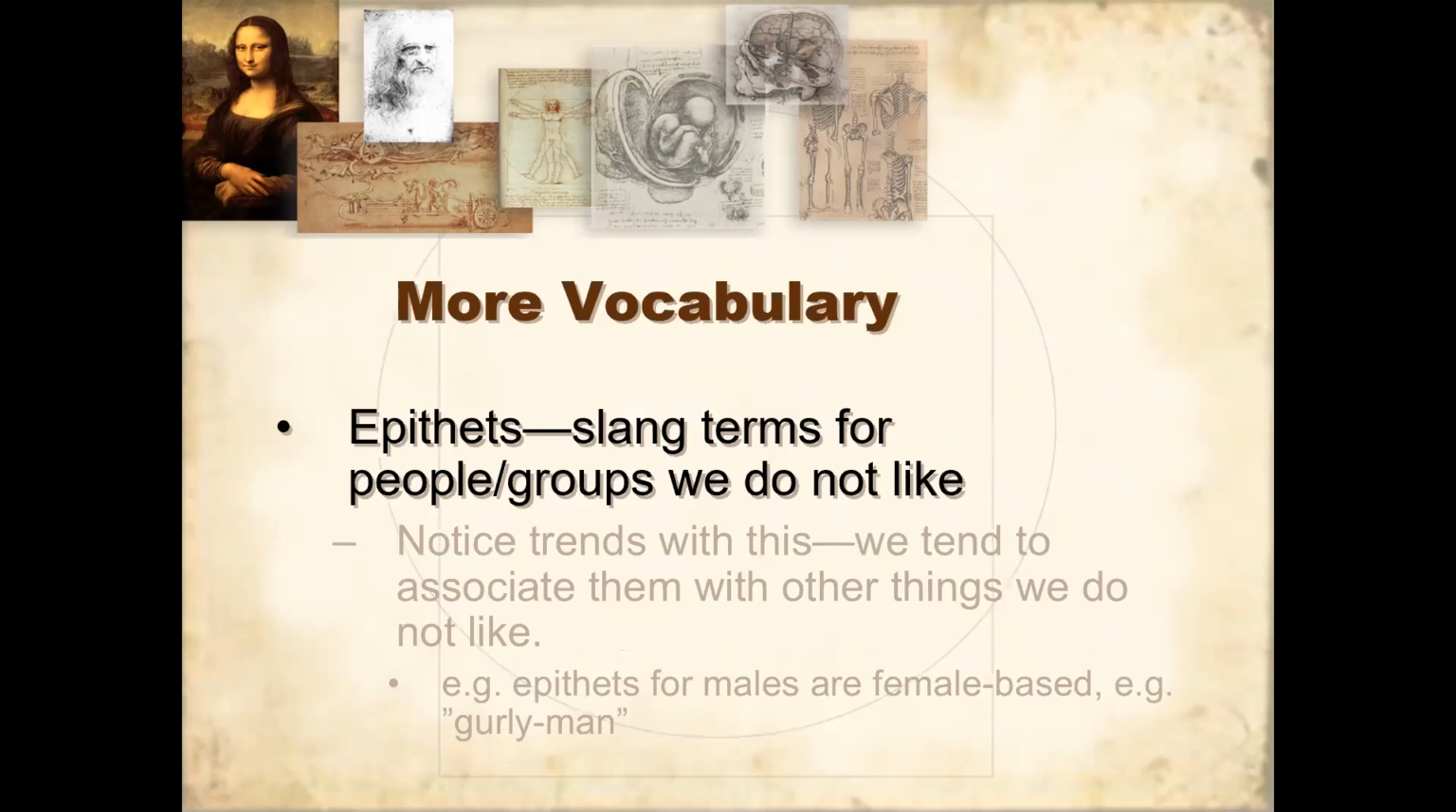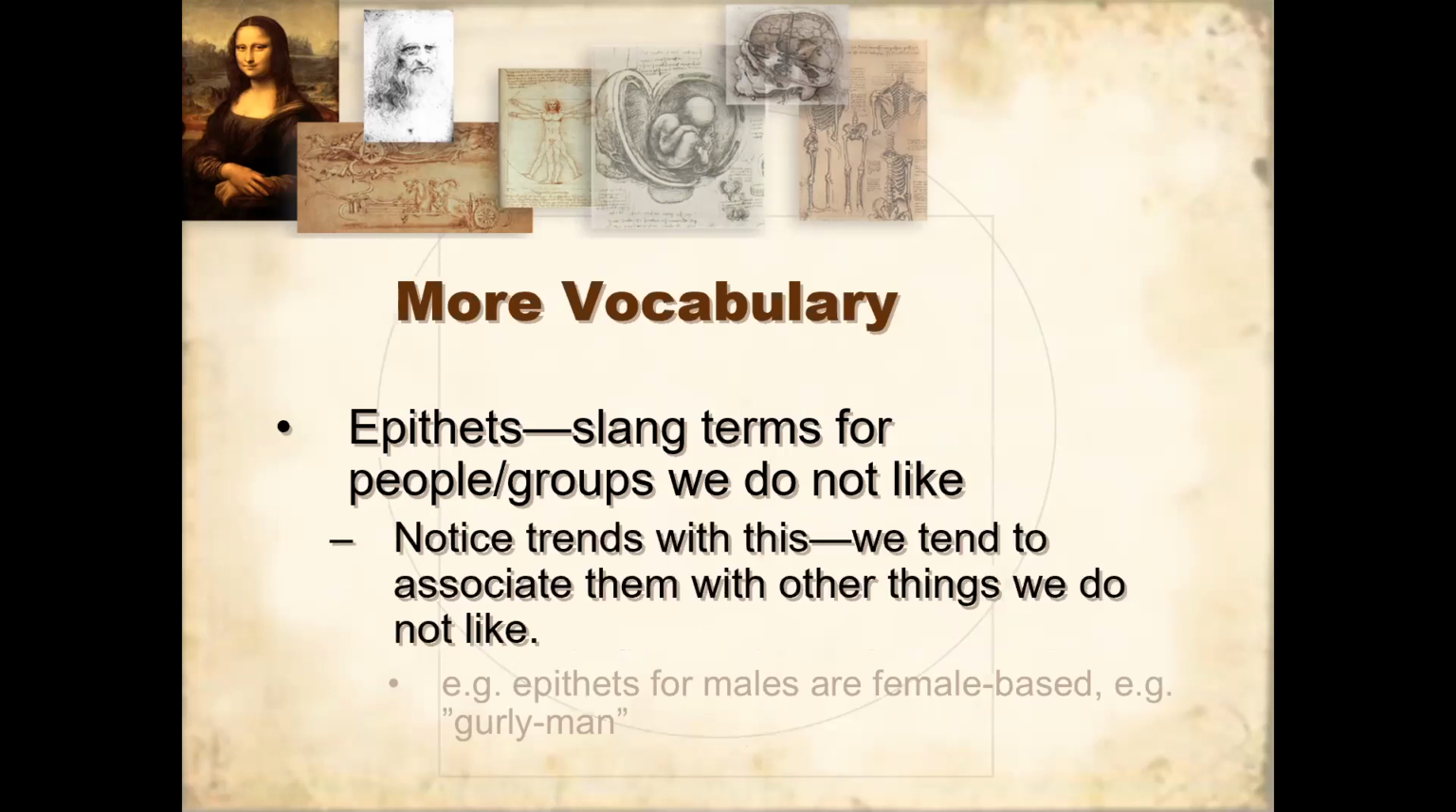Vocabulary can present things in interesting ways too. So some of these, you have slang terms that we use for groups or people that we don't like. And a lot of them, we try to associate with other things we don't like. For a man we maybe don't like, we could say, he's a girly man, right? It's supposed to be degrading, or you're making fun of them because you're painting them as something they wouldn't want to be, because it's different or opposite.